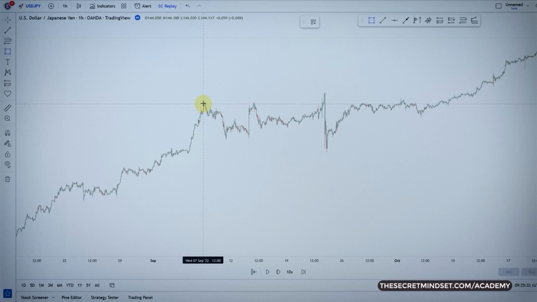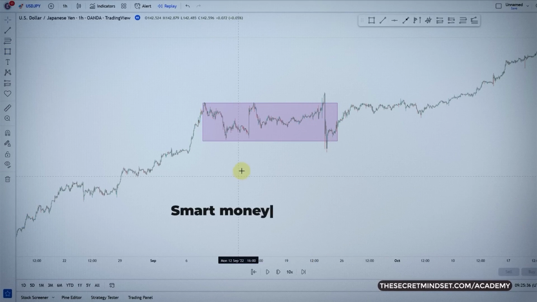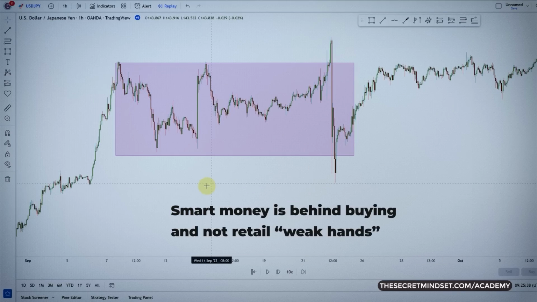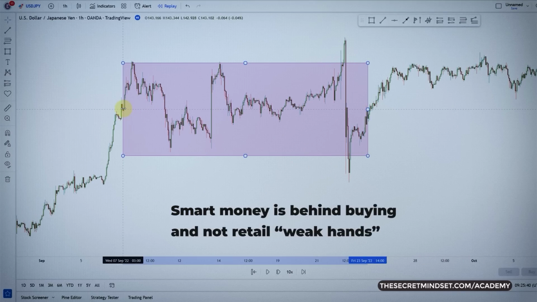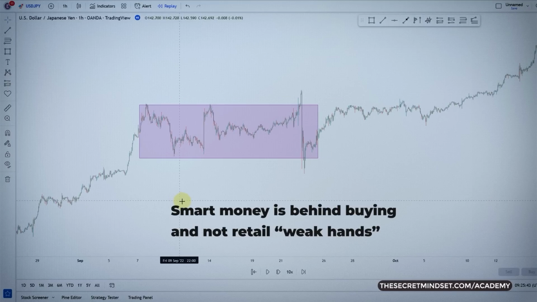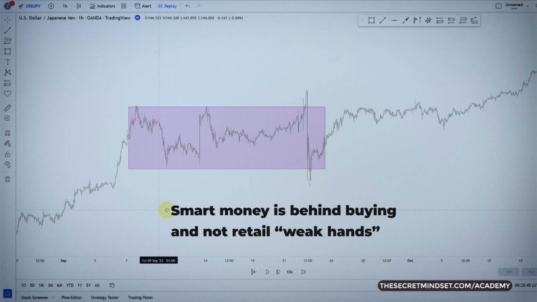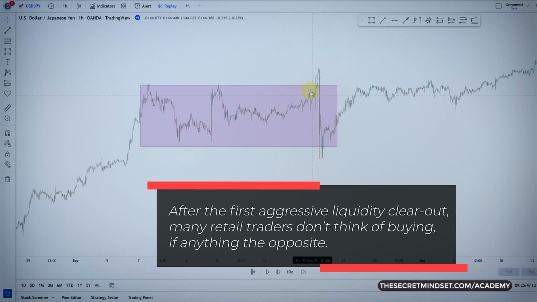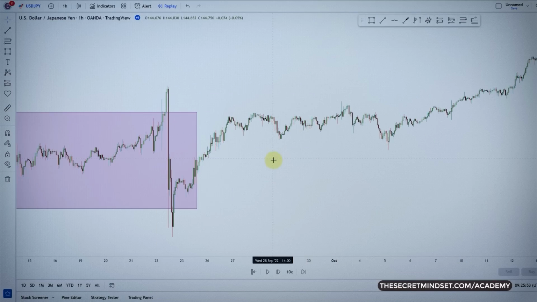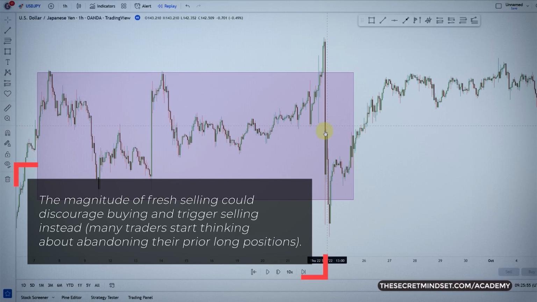It's important to understand the psychology behind this double liquidity pattern and why it often reveals that smart money might be behind buying and not retail weak hands. After the first aggressive liquidity clearout, many retail traders don't think of buying. If anything, the opposite. The magnitude of fresh selling could discourage buying and trigger selling instead.